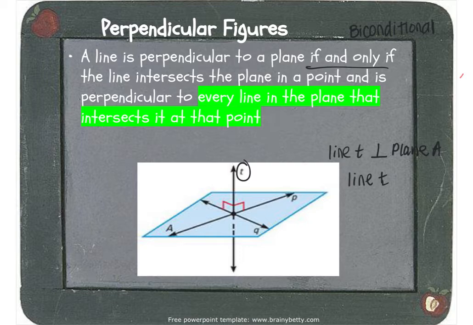Line T must be perpendicular to line P, and line T must be perpendicular to line Q. And the reason we know that is because lines Q and P lie inside the plane A. And we know that line T intersects plane A at a 90-degree angle. So it is perpendicular to the whole plane. So any line in A would be perpendicular to line T.